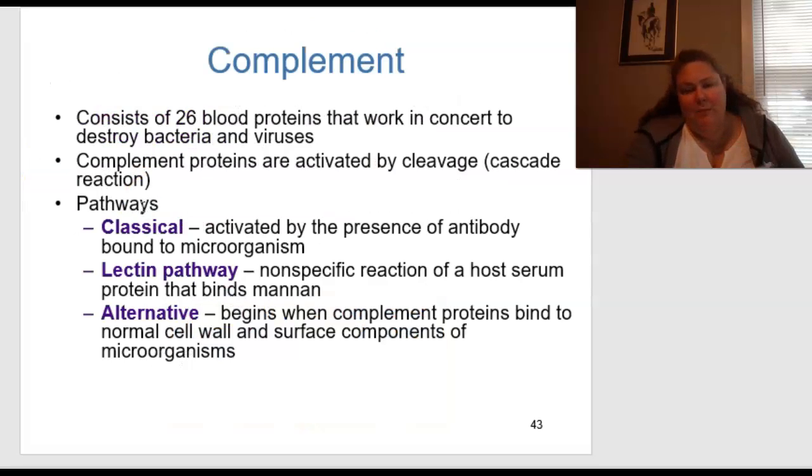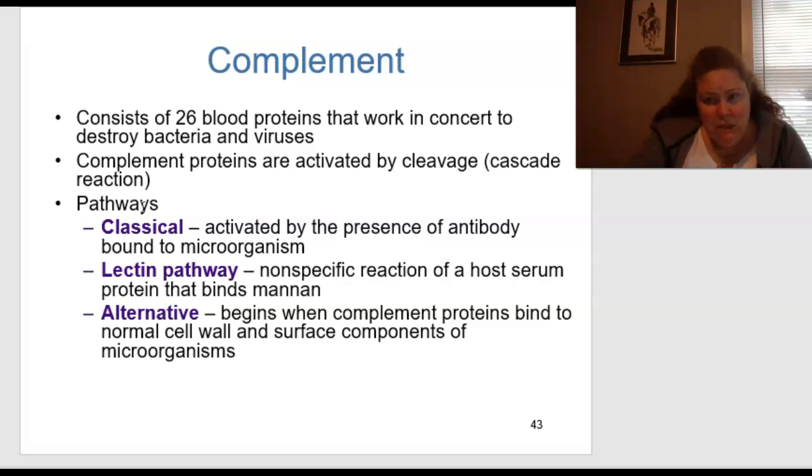So what is a complement? Well, this is a versatile backup system. Basically, this consists of 26 different blood proteins that work in concert to destroy bacteria and viruses. The complement proteins are activated by cleavage, and this is going to initiate a cascade reaction. The pathways are the classical, which is activated by the presence of the antibody bound to the microorganism. You have your lectin pathway, and this is the nonspecific reaction of a host serum protein that binds to mannan. Then you have alternative, and this begins when the complement proteins bind to the normal cell wall and the surface components of the microorganism.